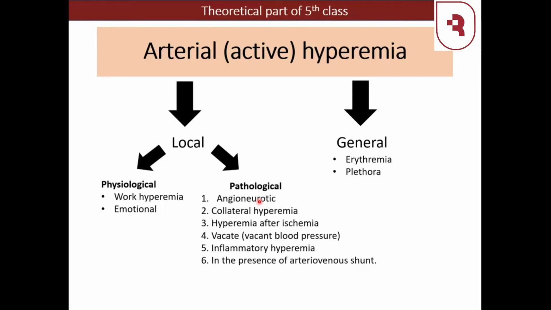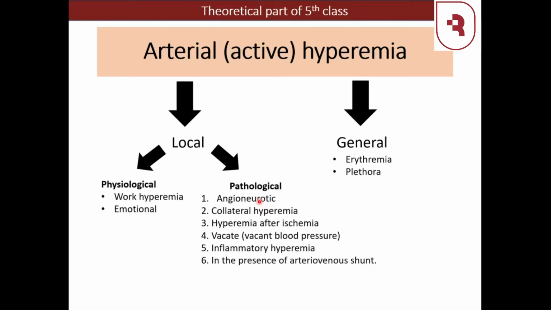Collateral hyperemia is associated with activation of anastomoses in arteries which normally are blocked. For example, it's typical for some tissues and organs, like the heart. Sometimes we may see collaterals in the abdominal wall or something like it, and I hope the definition of collaterals is known to you from your anatomy department.